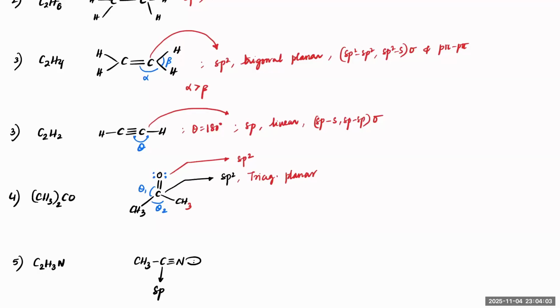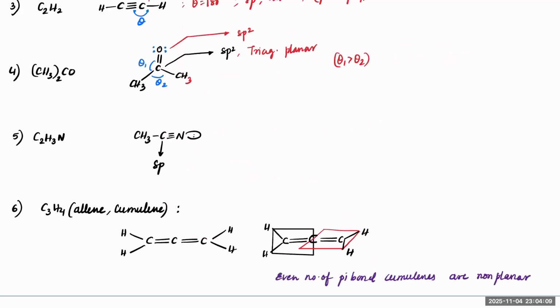Got it. And usually you can feel that theta 1 is greater than theta 2. If you have a nitrogen here, you can make a note of it that nitrogen also will make sp hybridization if it is at the terminal with one lone pair and one sigma bond. Okay.